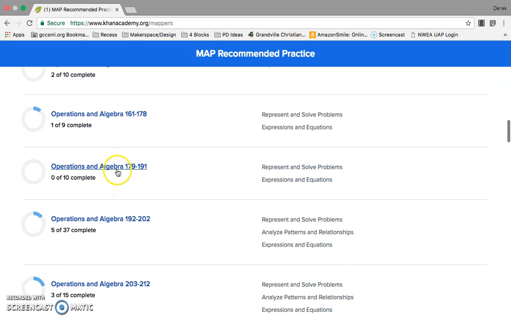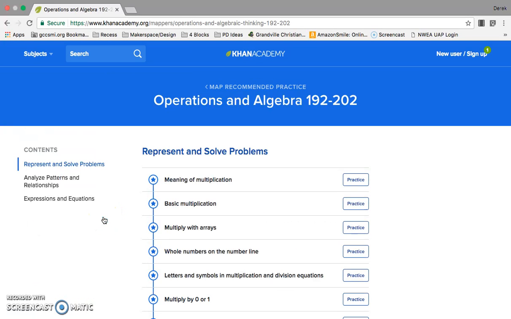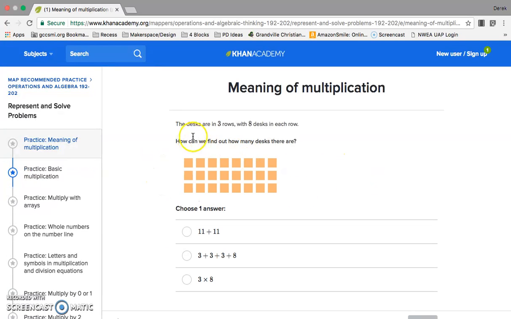So just for example, we'll take a look here and go into some of the basic questions here. So here we can see the question that's set up. The desks are in 3 rows with 8 desks in each row. These are questions that you would see very similar questions to on the MAP test. Also within your math classroom and our math curriculum, very similar types of questions.